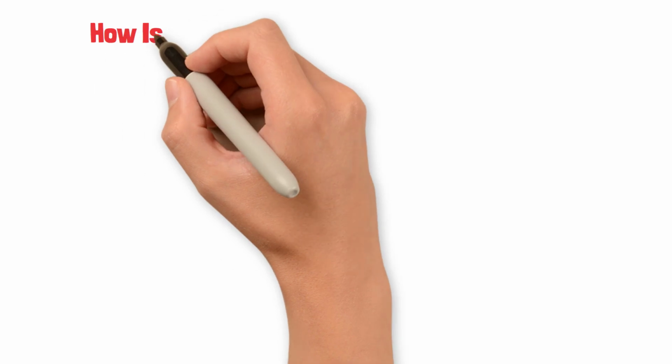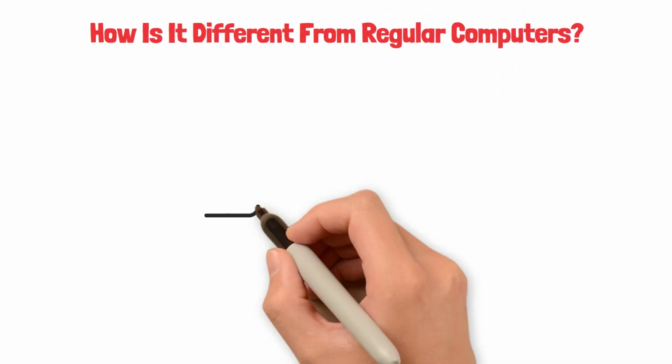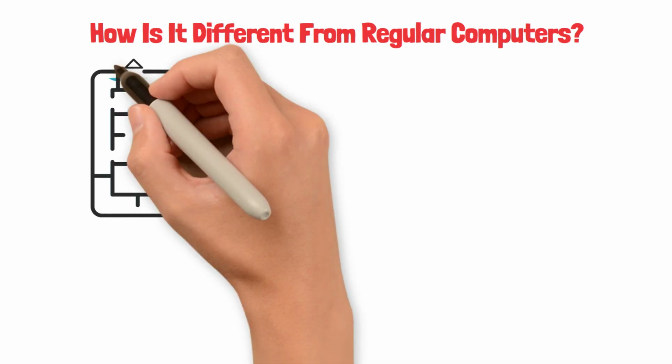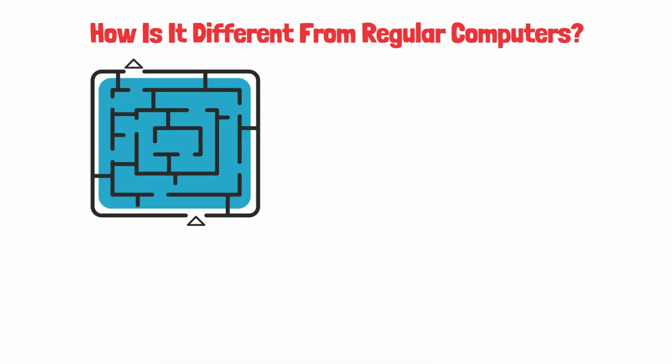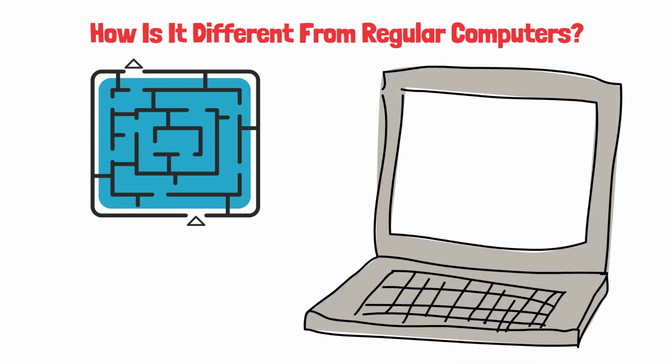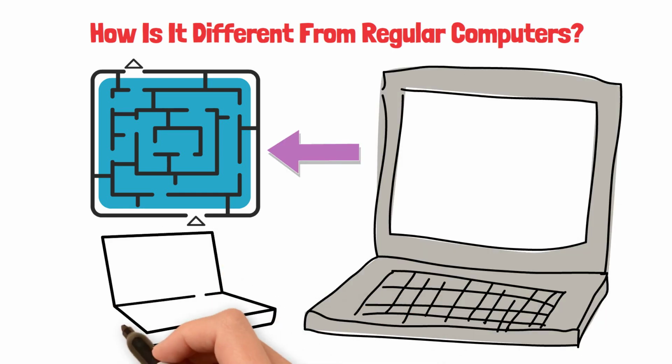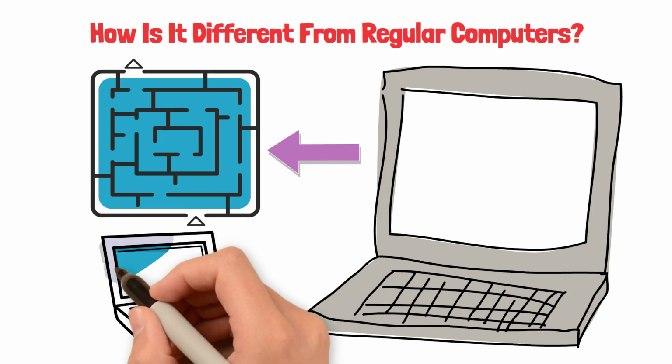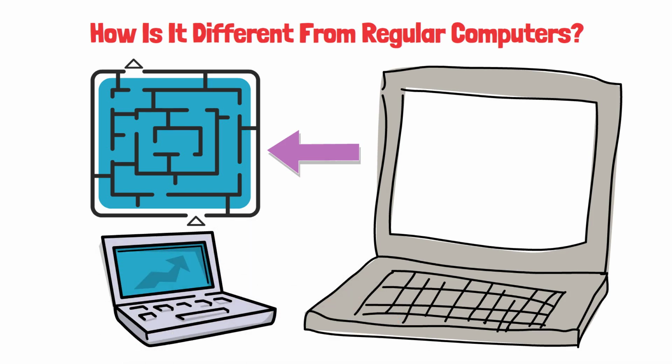How is it different from regular computers? Let's say you want to solve a giant maze. A normal computer goes through one path at a time. A quantum computer tries all paths at once using its qubit superpowers. That's why quantum computers can solve some problems much faster than even the best supercomputers today.